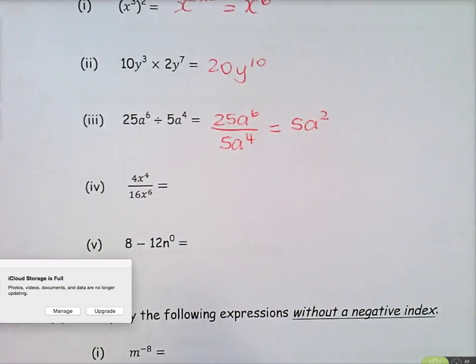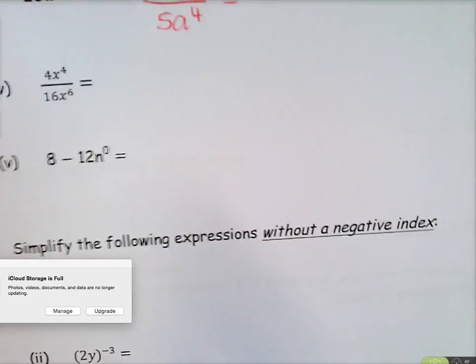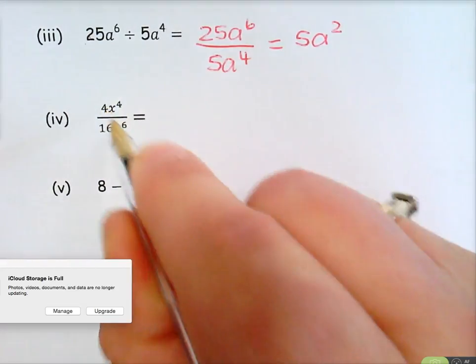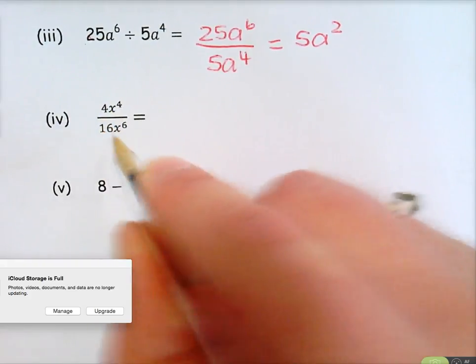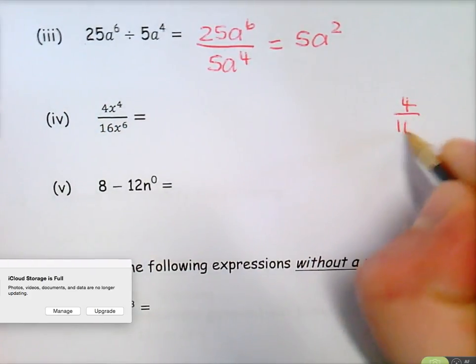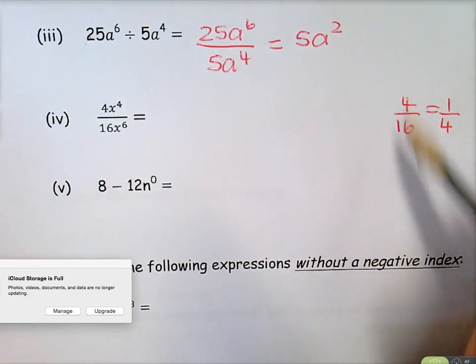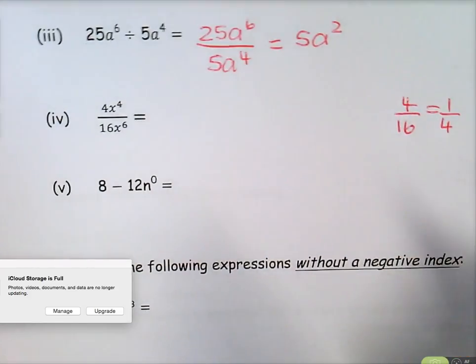Now with the next one, with number 4, the way you should do this is probably when we first introduced dividing. That's probably the best way. Look at your numbers first. 4 over 16. 4 over 16 is a quarter. So you're dividing 4 and 16 both by 4. And so that's what we've got with our numbers.